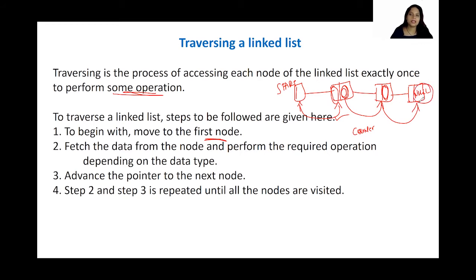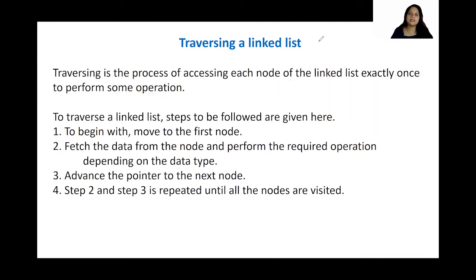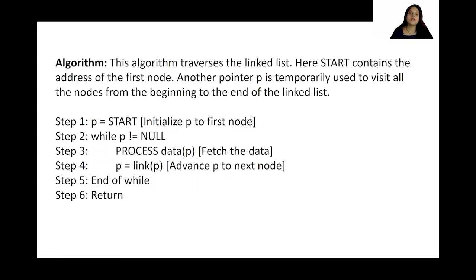Whenever the link of a node is null, it means we have reached the last node, isn't it? So I hope this is clear. These are the steps to be followed in order to traverse a linked list. Now let's see the algorithm. This algorithm traverses a linked list.